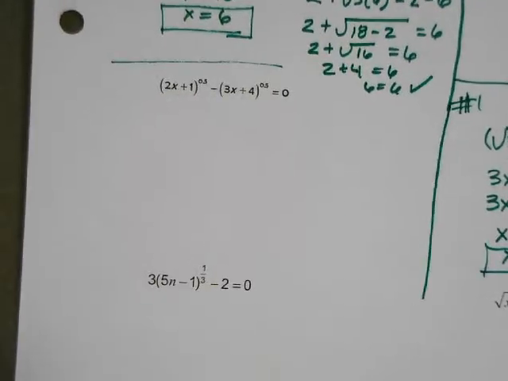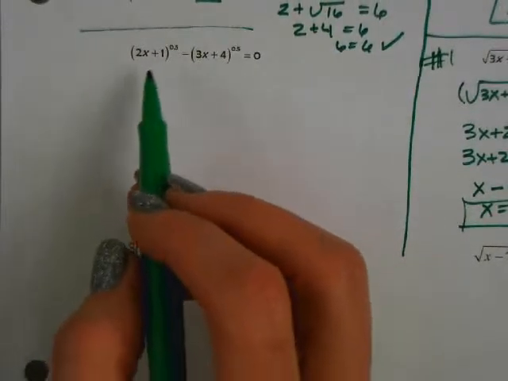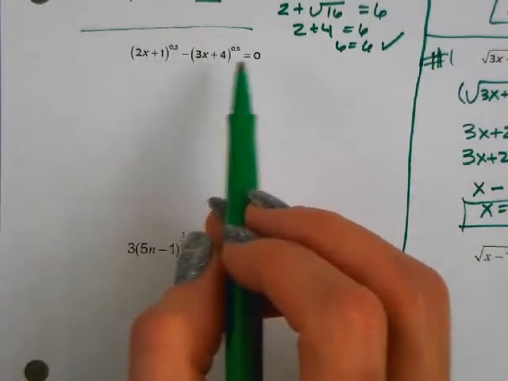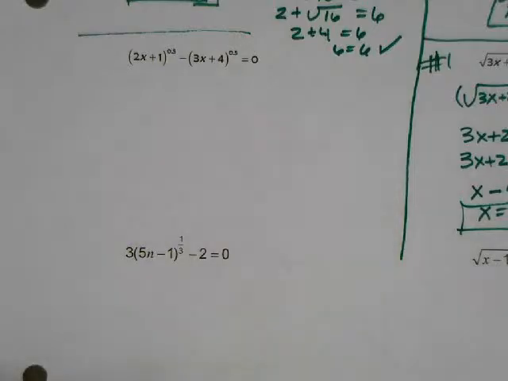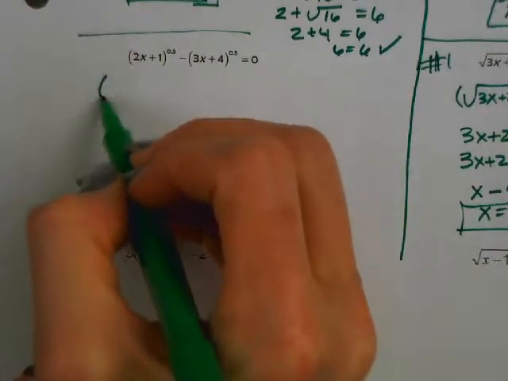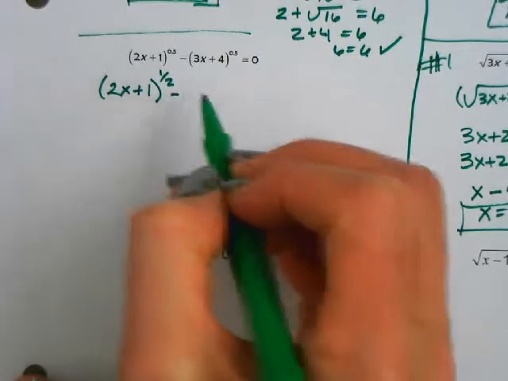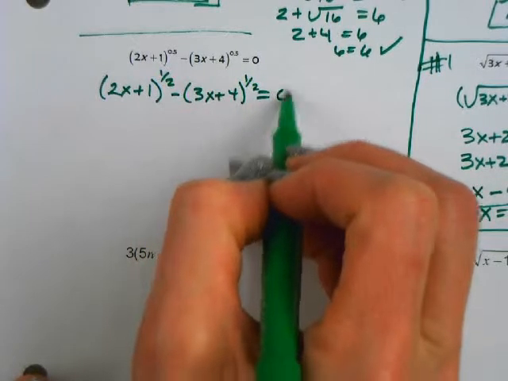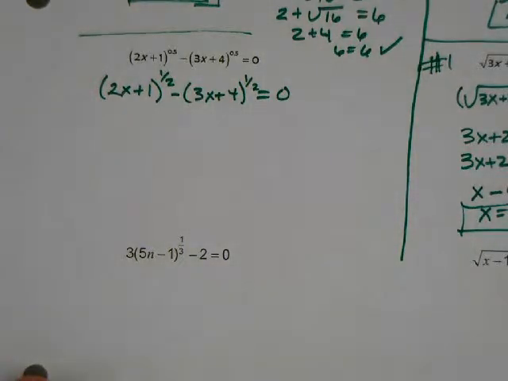Alright. So we're going to look at this next example. Okay? This one right here, the 2x plus 1 to the 0.5 minus 3x plus 4 to the 0.5 equals 0. Okay? Well, what is 0.5? How can that be written as a fraction? Claire? 1/2. So I could write this as 2x plus 1 to the 1/2 minus 3x plus 4 to the 1/2 equals 0.